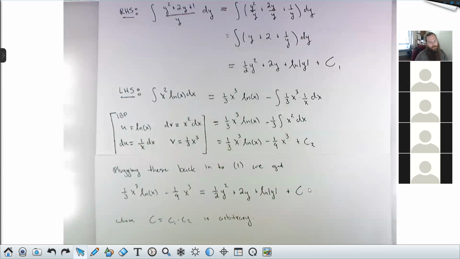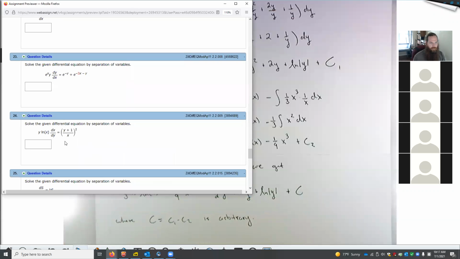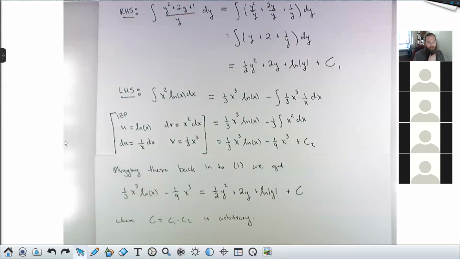All right, and that's it. This is our implicit expression for the solution. And there is no nice way to solve this for y. There is no nice way to solve this for x. We're pretty much just boned. So we're not going to get an explicit solution. We're just going to be left with our implicit solution, and that's fine. Questions on any of these steps?